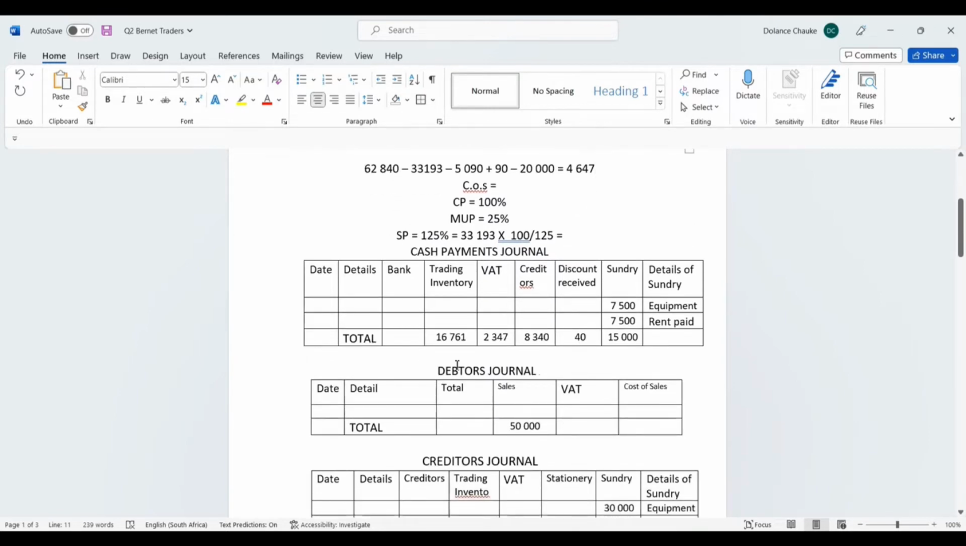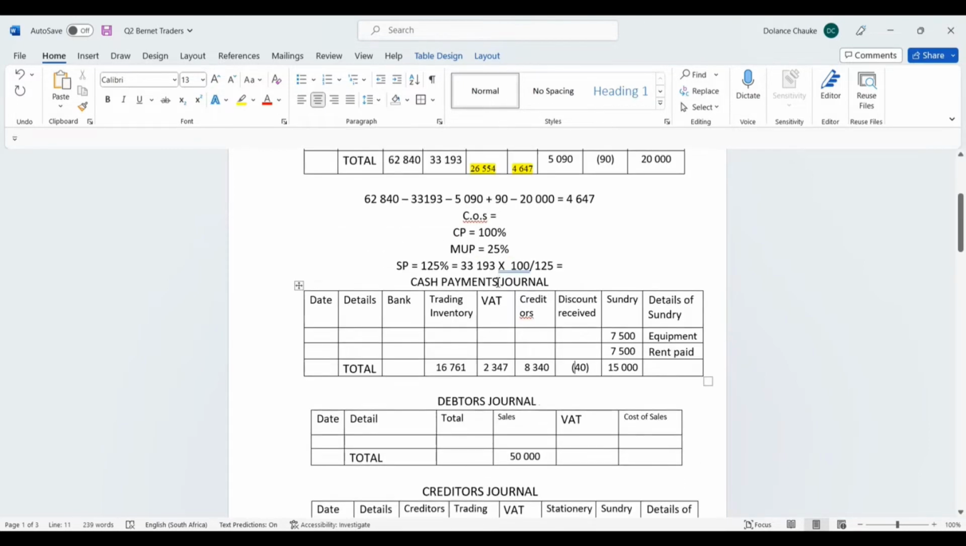If you check in the cash payment journal, they gave us everything except for bank. And I said bank is the total of everything except for discount when I was explaining in the cash receipt journal. It is the same. Nothing changes. It's just that the other one is the cash payment, the other one is the cash receipt, but the principles are the same. It's minus, plus.